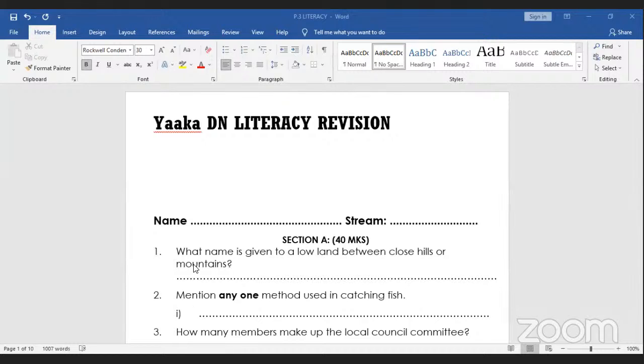You can raise up your hand if you know the answer. Teacher, could you please repeat? Can't you see my screen? Yes. If you can see my screen, then you can still read the question. The question says, what name is given to a lowland between close hills or mountains?